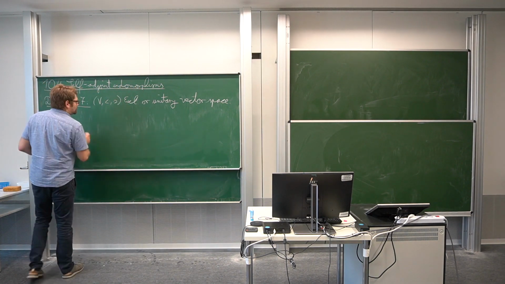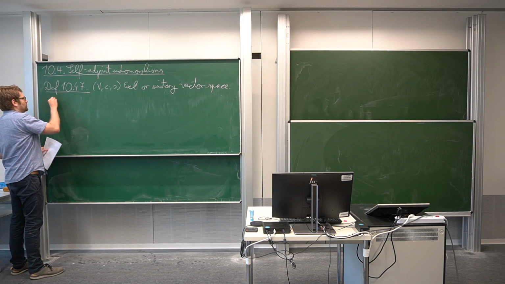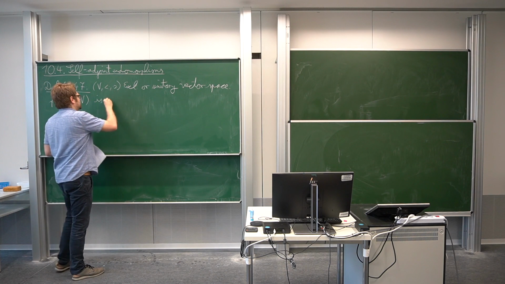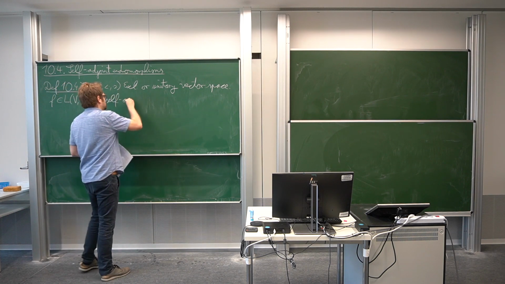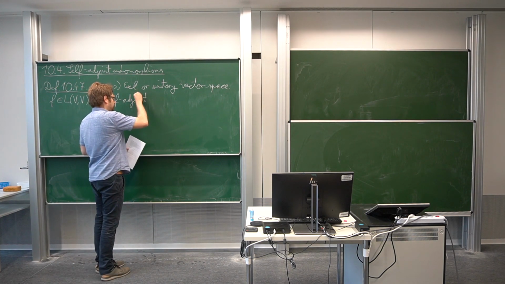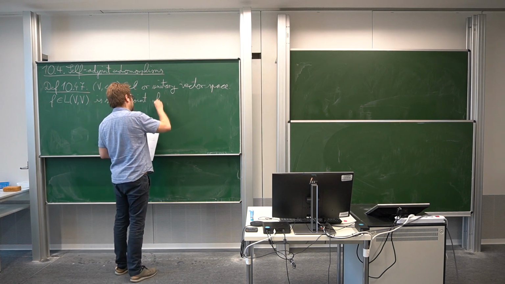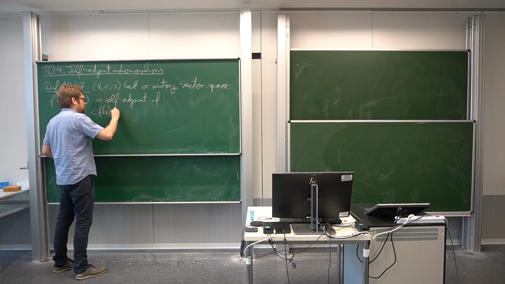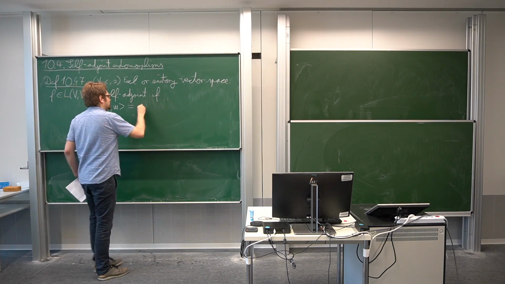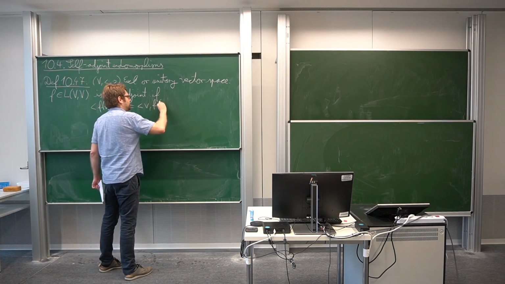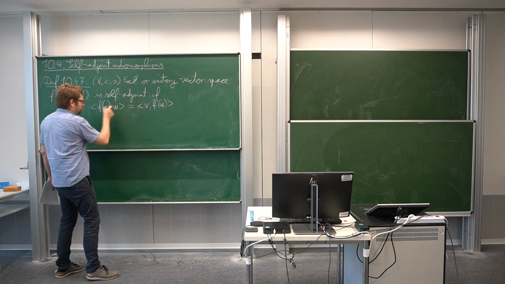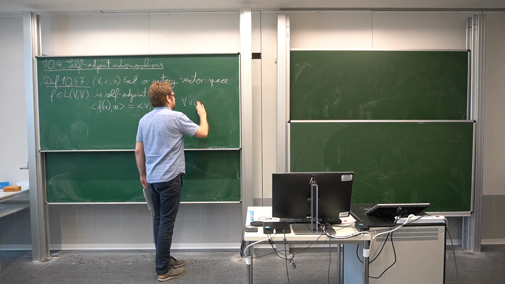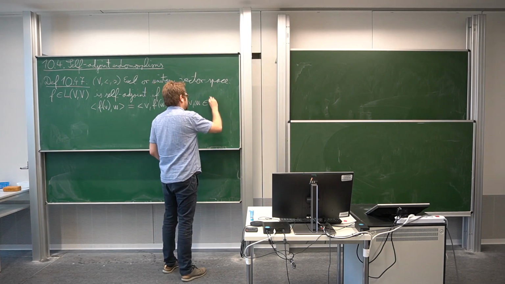Okay, so we have a Euclidean or unitary vector space and we have an endomorphism, so a linear map from V to V, and this map is self-adjoint if the following holds: if the inner product of f of v with the vector w is always the same as the inner product of v with f of w. So we can move the f back and forth and get the same inner product. And this shall be true for all v and w in V.